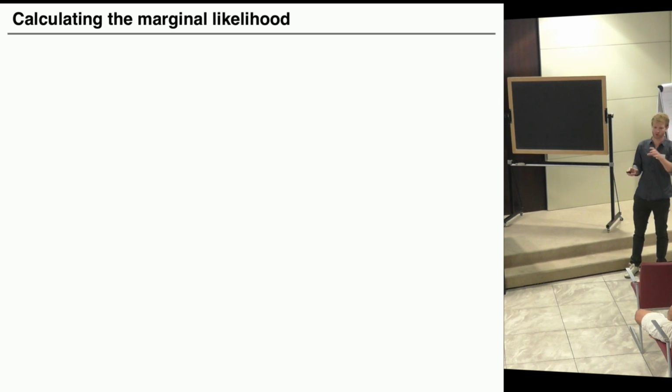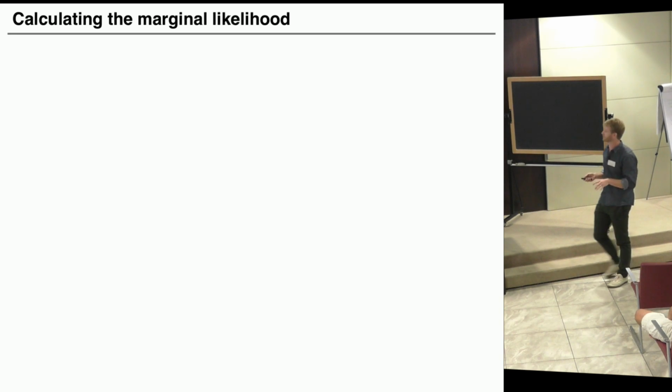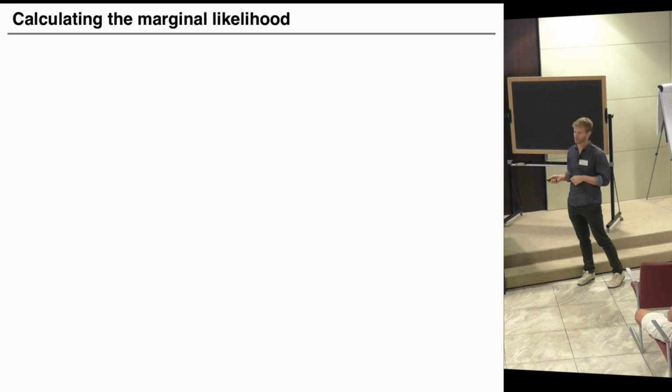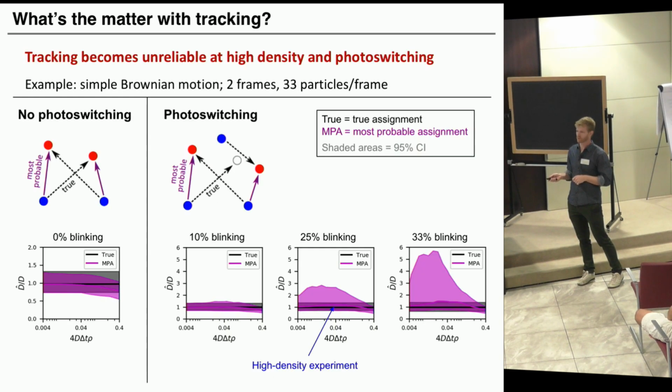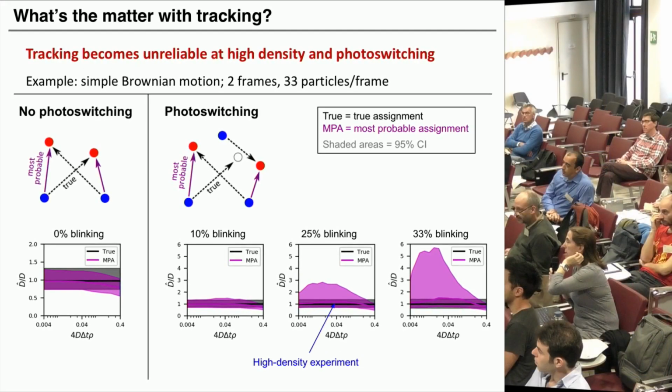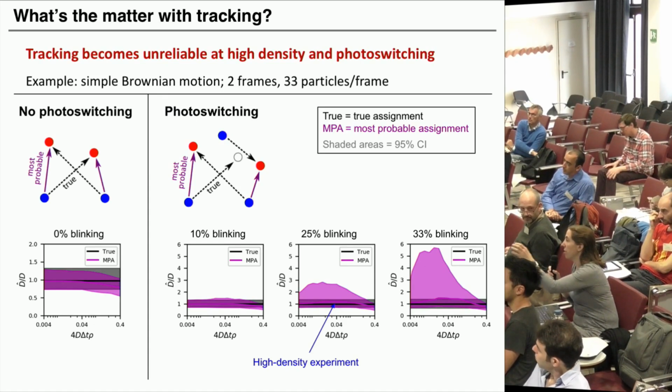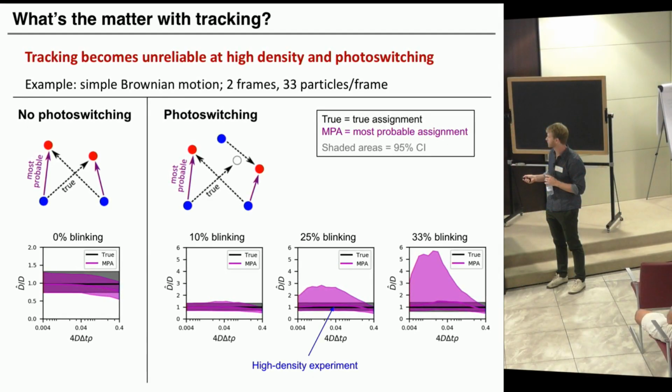So to do this, I'm going to, instead of using Bayesian inference, as I said, yeah, sure. Can you go back to the slide before? Sure. So you're mostly showing an overestimate of the diffusivity for smaller time delays.